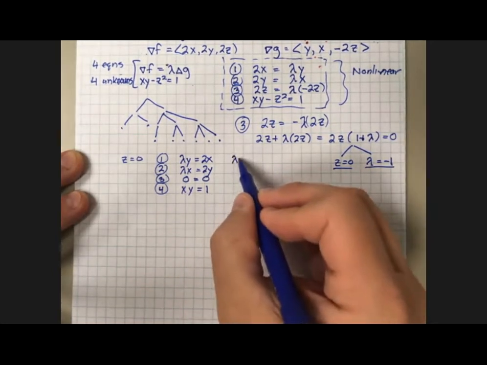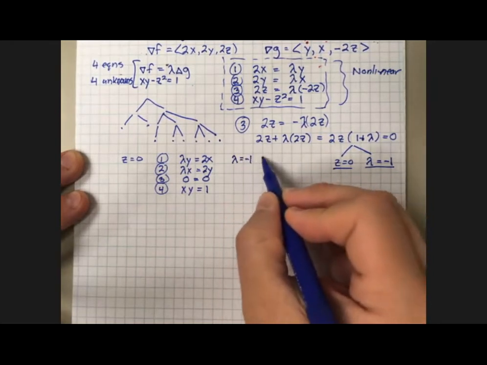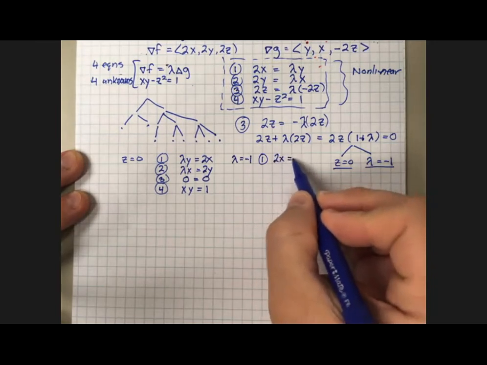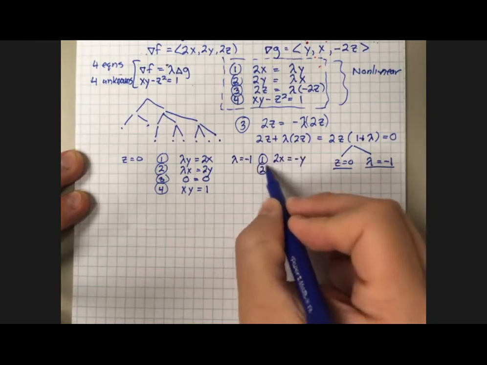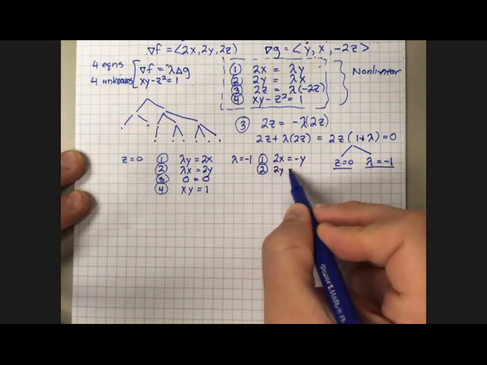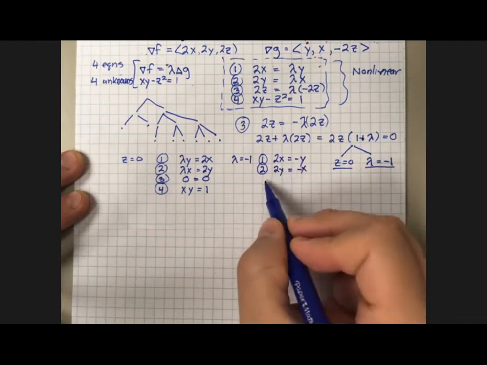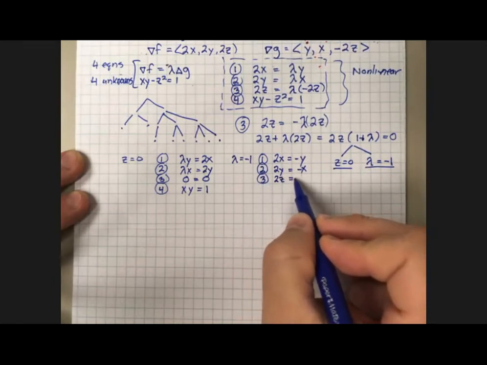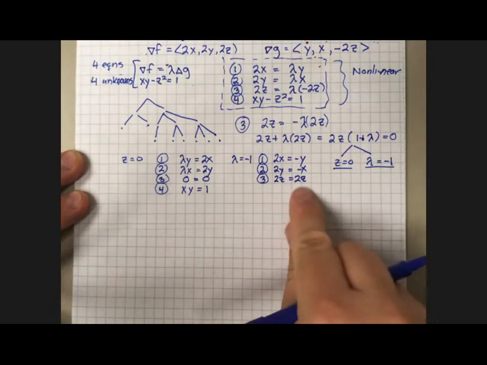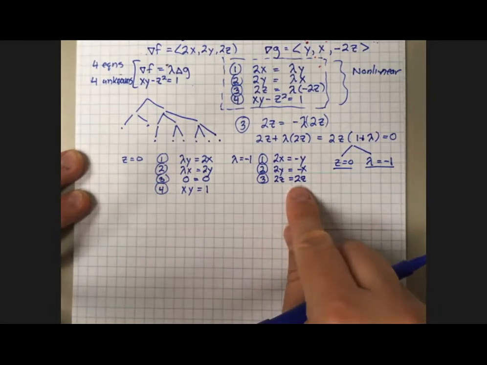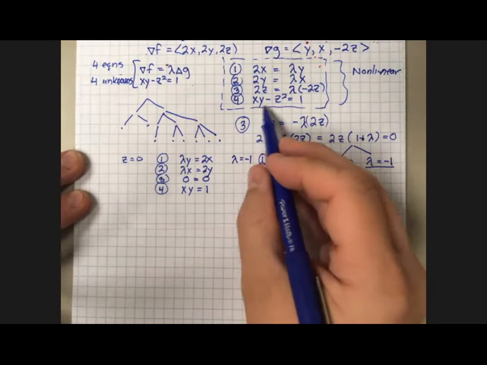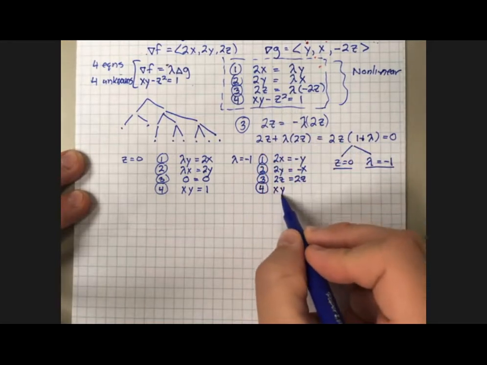Now let's look at lambda equals minus 1. What happens to the first equation? 2x is minus y. What happens to the second equation? 2y is minus x. What happens to the third equation? 2z is 2z. Well, again, true, but not necessarily helpful. Remember, I'm just working my way through cases. And in the last equation, if lambda is minus 1, it doesn't appear to influence the fourth equation.